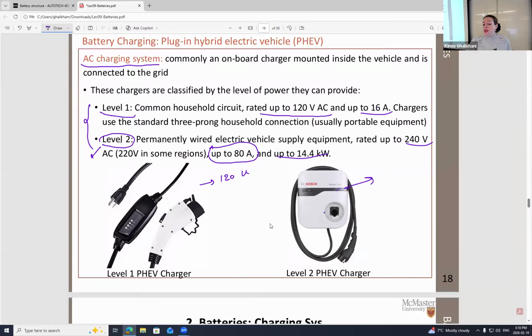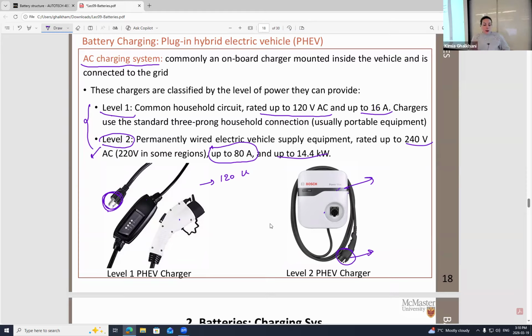This is a plug-in hybrid electric vehicle charger level 2, but this is a plug-in hybrid electric vehicle charger level 1. This level 1, look at here, can be connected to regular 120 volts, but this one is a high voltage. Therefore, you need something similar to what you have for your dryer inside the laundry or for the oven inside the kitchen. That's why we say it's a little bit more costly. And it's not available everywhere. It's available only in some regions, right? But the advantage is it can give you up to 80 ampere.